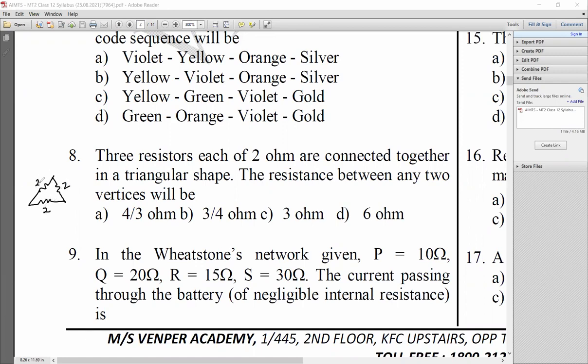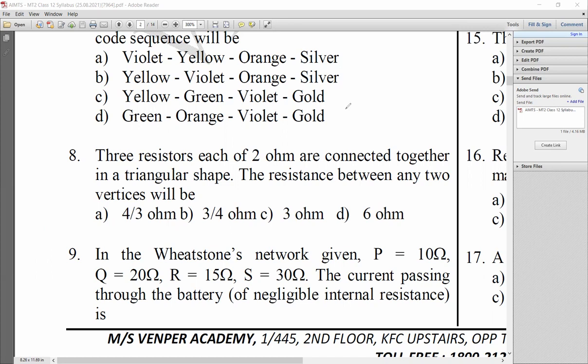The resistance between any two vertices. Let's say between A and B, I want. So what will happen? 2 plus 2 becomes 4. 4 and 2 will be in parallel. That means 1 by 2 plus 1 by 4. This is into 2, this is also into 2. So this becomes 3 by 4, right? So the answer will be 4 by 3, because 1 by R equivalent. So the answer will be 4 by 3. Option A. Clear? Easy question. These two will be in series, and then that will be in parallel with the other one. That's all.